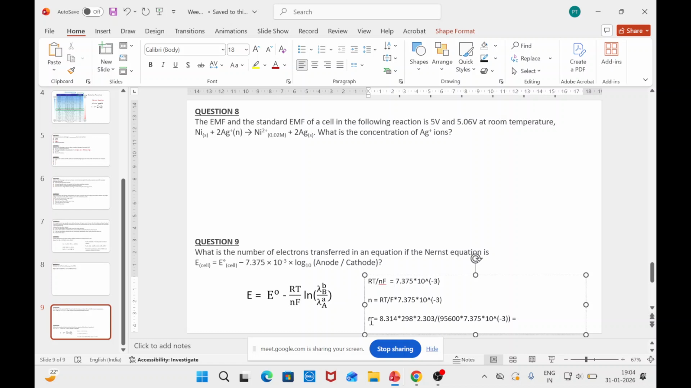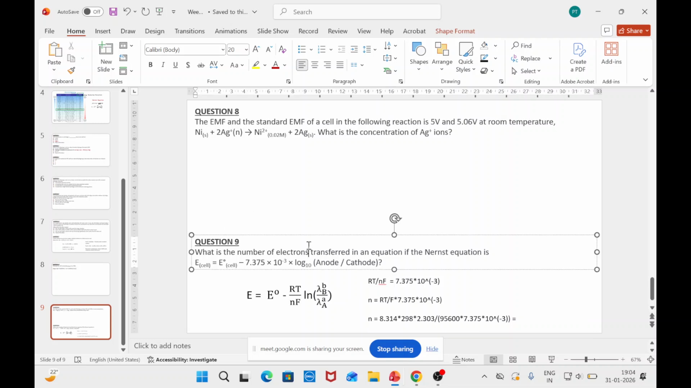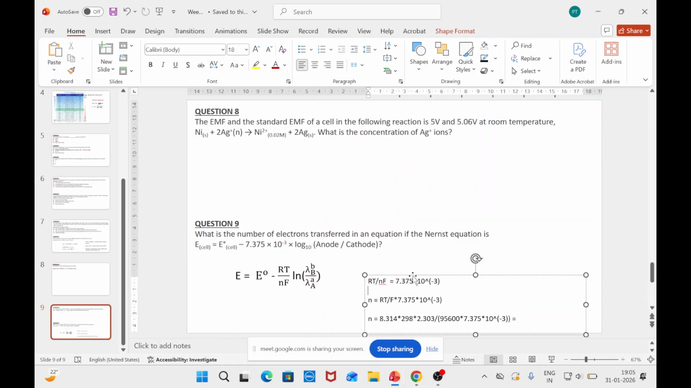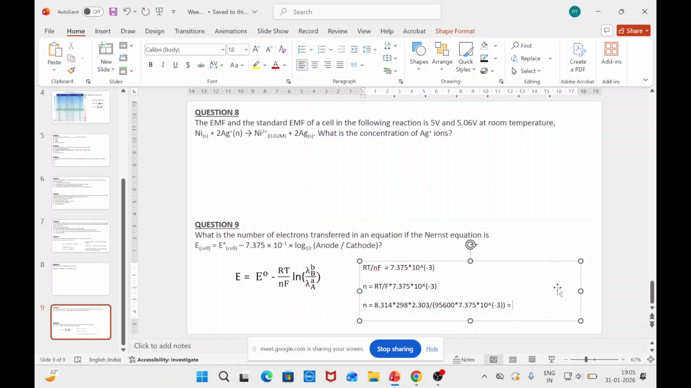Let me also calculate side by side. Just calculate this value and then let me know.